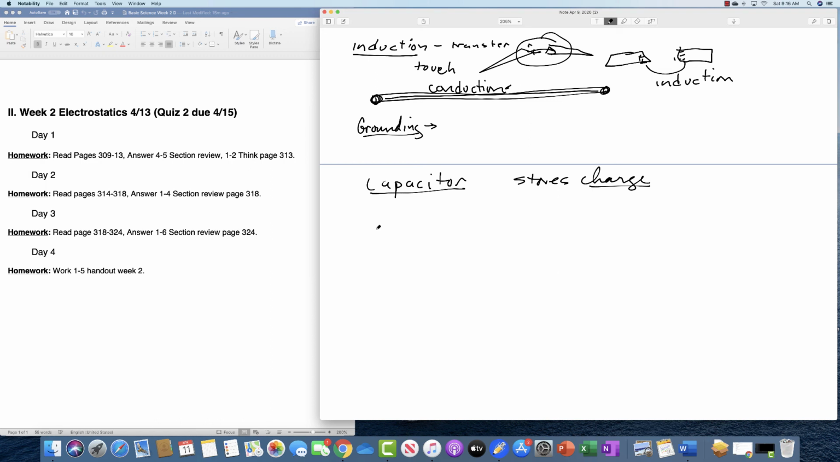The description of this is on page 324, and it's called xerography. Xerography is using static electricity to make pictures or to draw pictures or to write text. And so that's what xerography is.